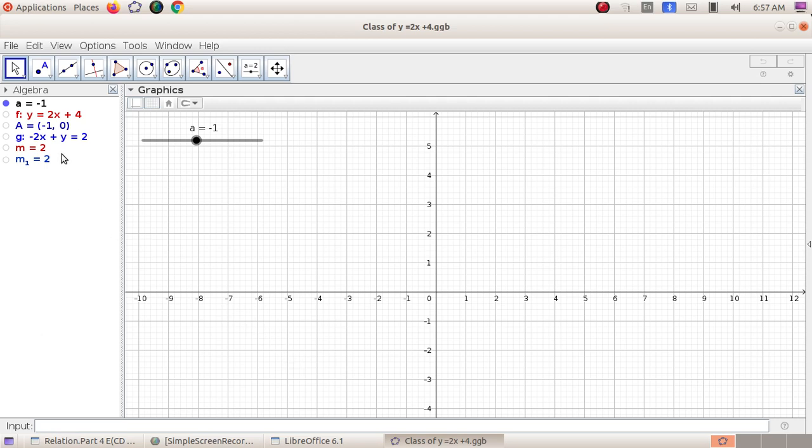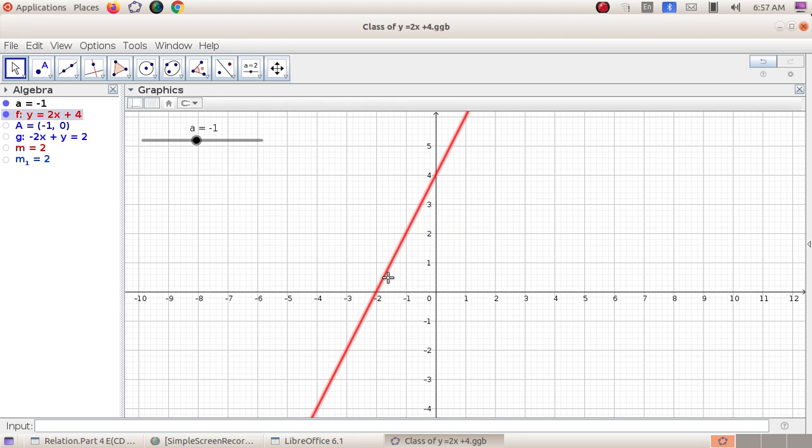Here the line is y equal to 2x plus 4. I am going to draw the line y equal to 2x plus 4. From the equation itself, we can say this is of the form y equal to mx plus c, and m, the slope of the line, is 2. And by observing the graph, we can say the slope is 2.